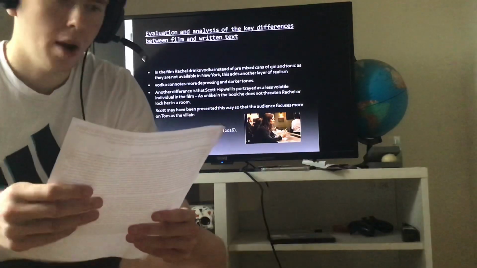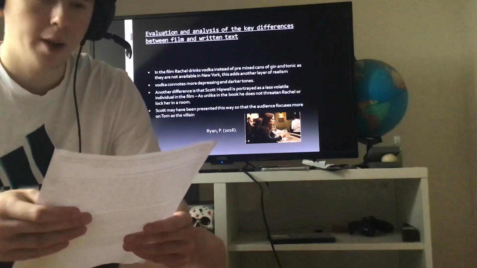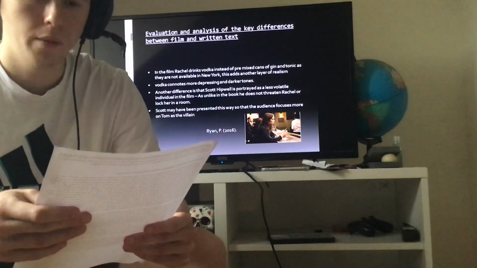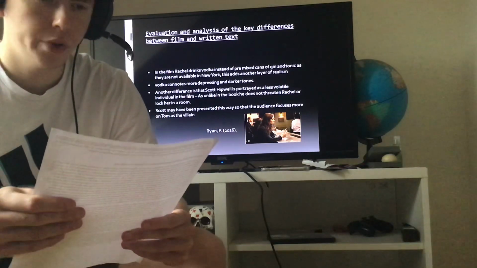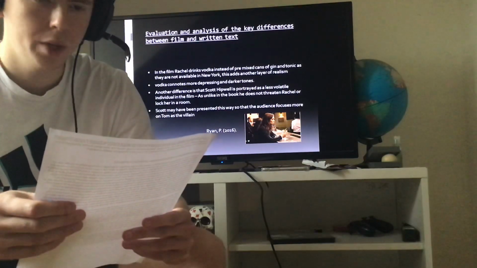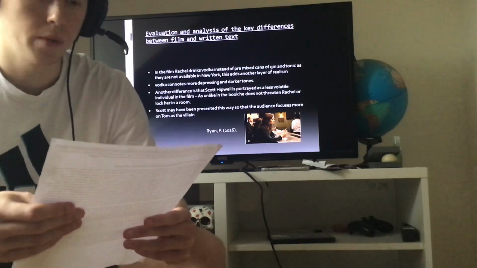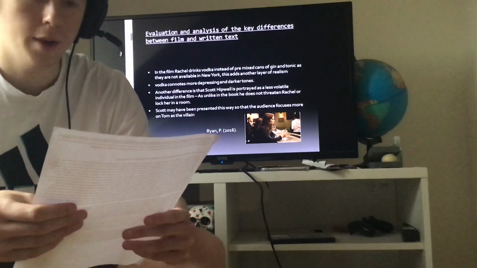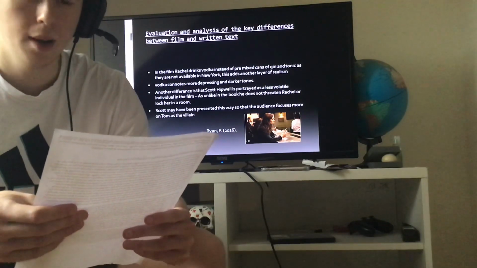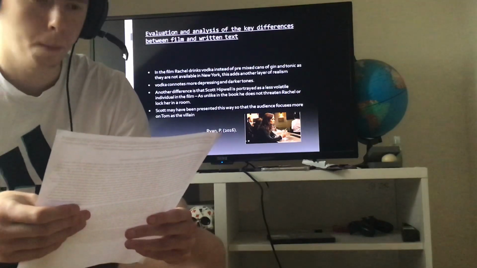To some extent, having Rachel go from drinking pre-mixed cans of gin and tonic in the book to drinking vodka in the film was an effective change to make. This is as due to the location changing from London to New York, it was necessary for the screenwriter to change Rachel's choice of drink, as although pre-mixed cans of gin and tonic are widely available in the UK, they are not available to buy in New York.